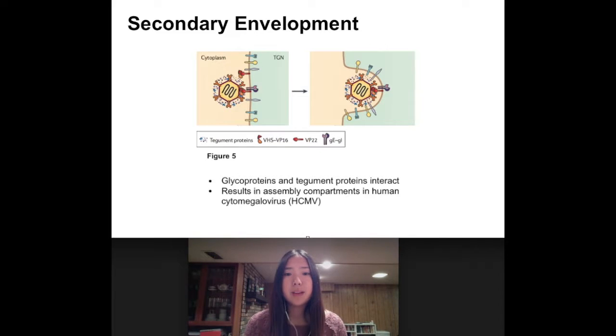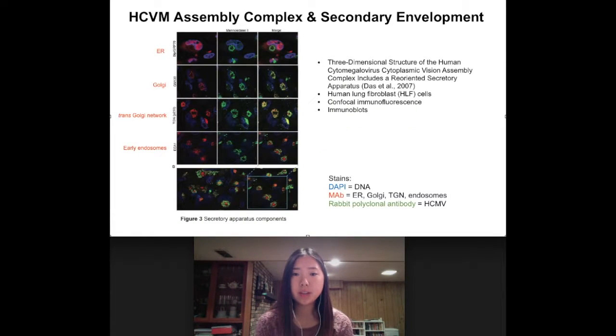So looking specifically at the case of human cytomegalovirus, we see that the interaction between the glycoproteins and the tegument proteins causes the membranes to rearrange and to form something called assembly compartments or assembly complexes. And what these do is they help form the virions, and they also are a major part of the virus egress. So I wanted to point out human cytomegalovirus, or HCMV, because there was actually a study done on the relation between the HCMV assembly complex and the egress of herpes virus.